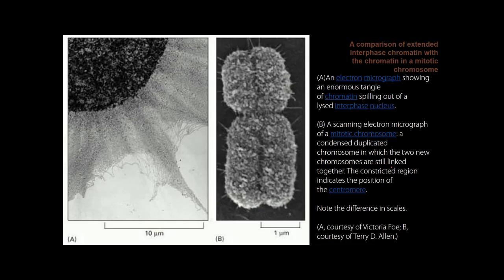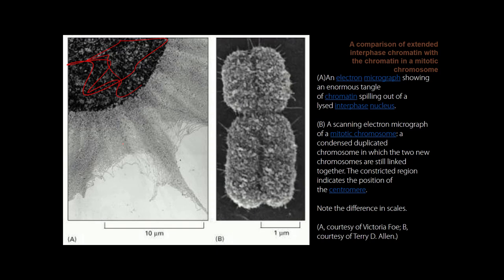This slide in the middle here is just showing how different the extended chromatin is. So you can see all these ribbons, these filaments, almost like a web. This is all loose chromatin, and this is really tight bundled chromatin.